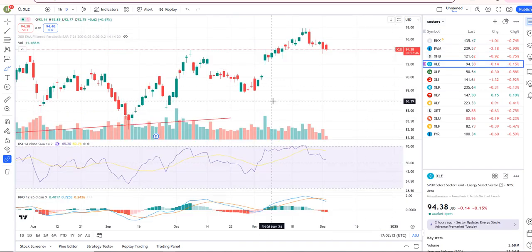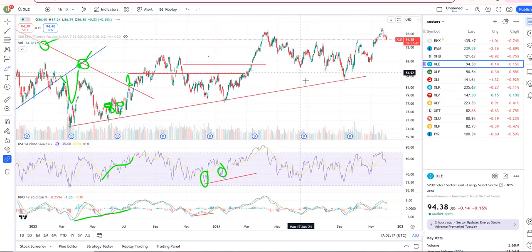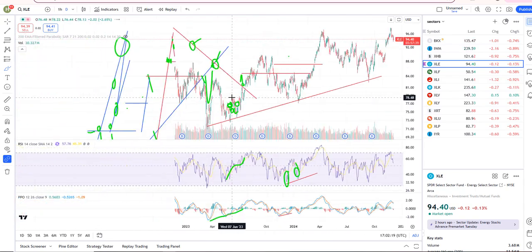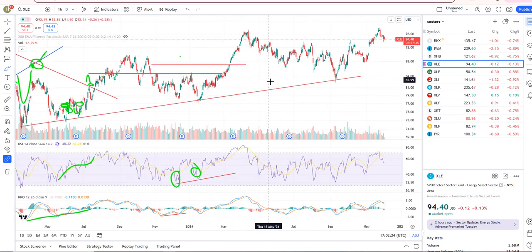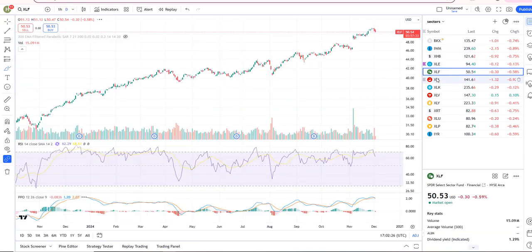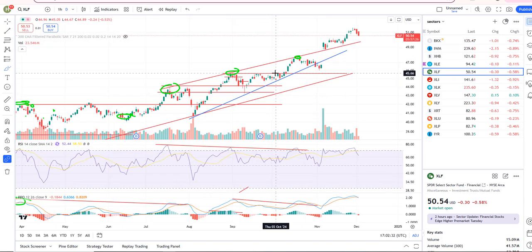Energy, not a lot. I don't see a whole lot in energy really. It still looks relatively bullish, but it's kind of flat. It is trending higher over the long term. I don't see any real swing trades there. Financials, not a lot in the financials either, at least as a sector.